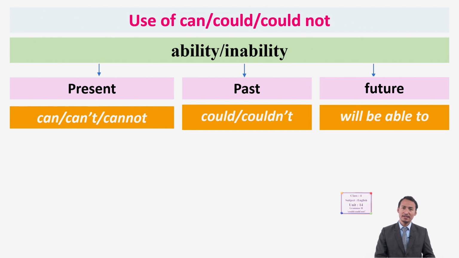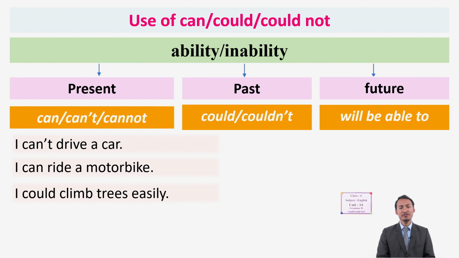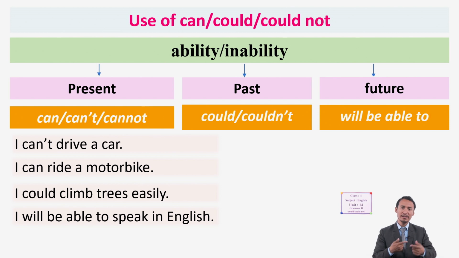And once again you can talk about other different similar ideas. And let me show you some examples that you can use. For example, I can't drive a car. I can ride a motorbike. I could climb trees easily. I'll be able to speak in English. Okay, well, you are learning English, and one day you will be able to speak English, right? Won't you? Yes, you will be able to speak English. Definitely, you will speak like me, right? Yes, good. So you have to keep on learning and speaking. So you will be able to speak in English in coming days.